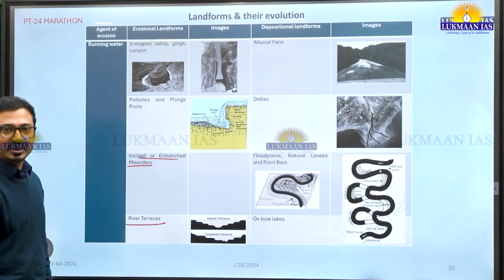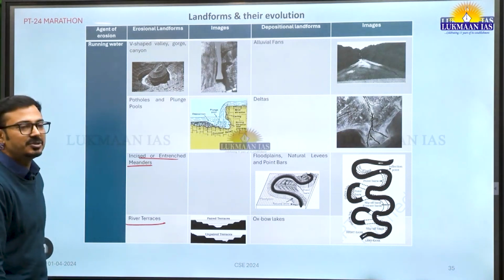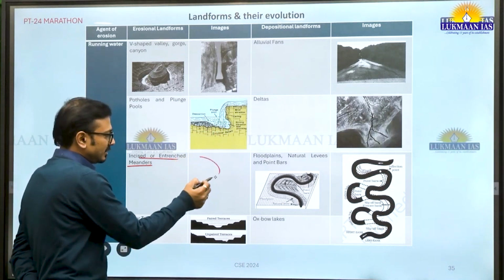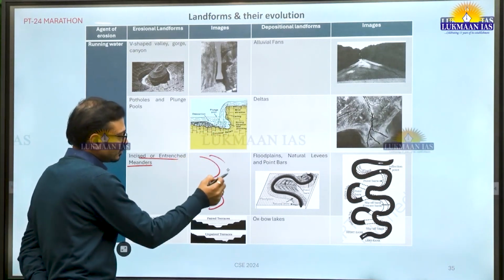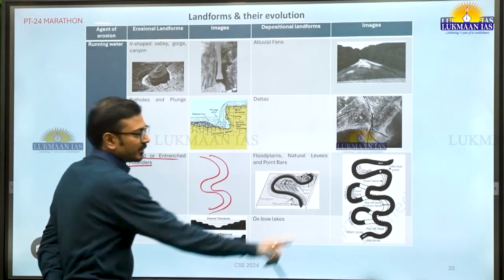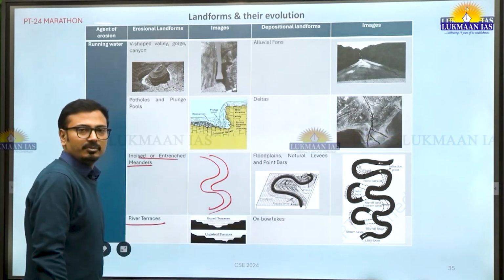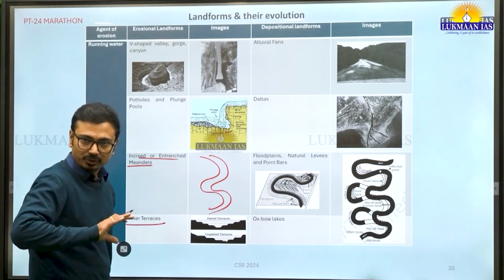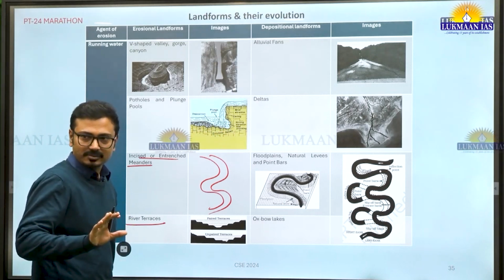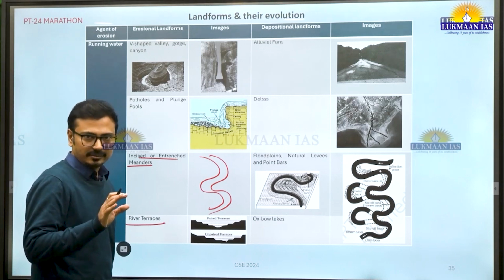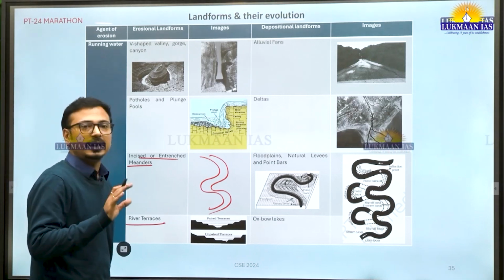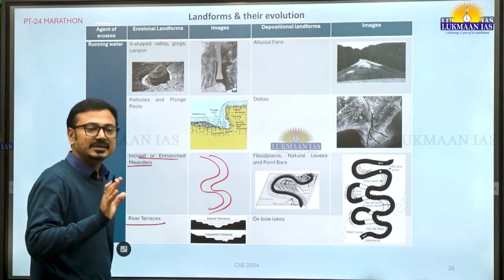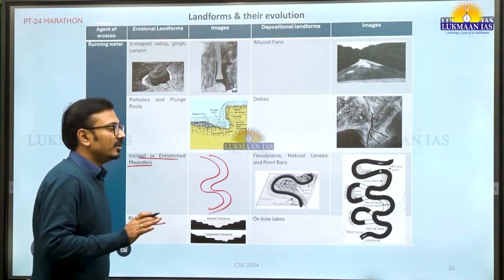All right. Similarly, the entrenched or incised meanders, you can see here, meanders are like this. Meandering is shown here. Meandering is basically a channel. Let me tell you, a meander is not an erosional landform. A meander is a kind of channel. It is not a depositional landform or an erosional landform, it is a channel.